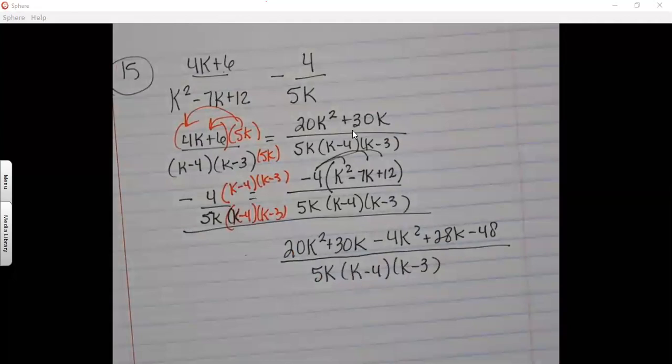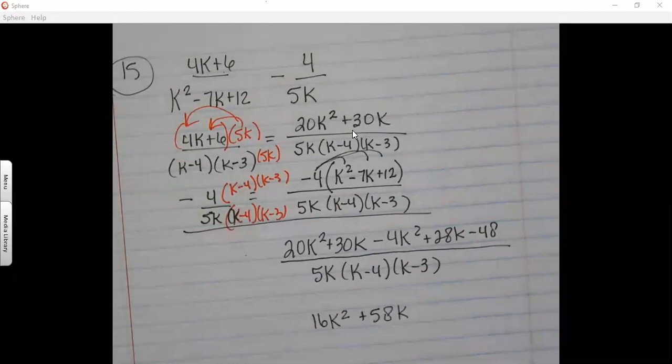So in my numerator, let me combine like terms and put it in standard form. 20k squared minus 4k squared is 16k squared. 30k plus 28k is 58k. And I only have one constant, so minus 48.